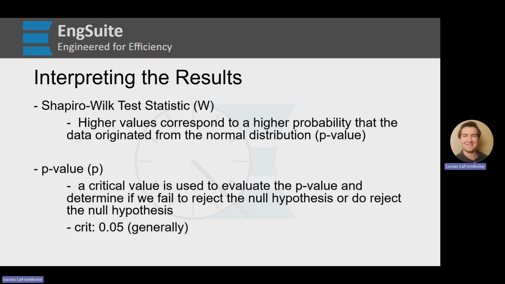The p-value, just like all of our other p-values, we're going to use a critical value. That critical value is generally going to be 0.05, but make sure to check with your organization. Make sure you're using the correct critical value for your organization. All right, we got through all of the concepts. We took a look at the math. Let's actually do it in Excel.